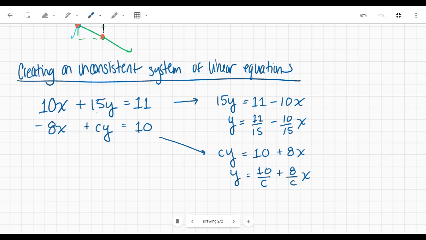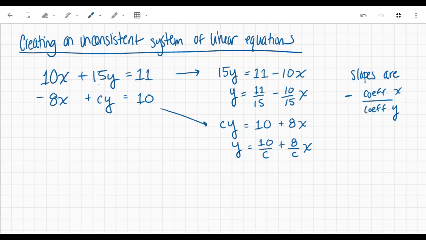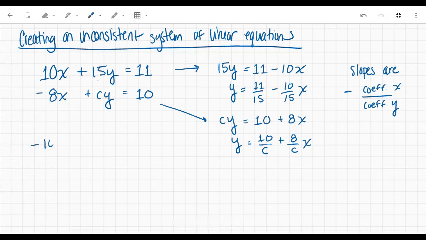Okay, so again, the slopes are negative coefficient of x over coefficient of y. And we just want those to be the same. If they have the same slope, then they're parallel lines. So we just want negative 10 over 15 to equal positive 8 over c. So we just cross multiply.